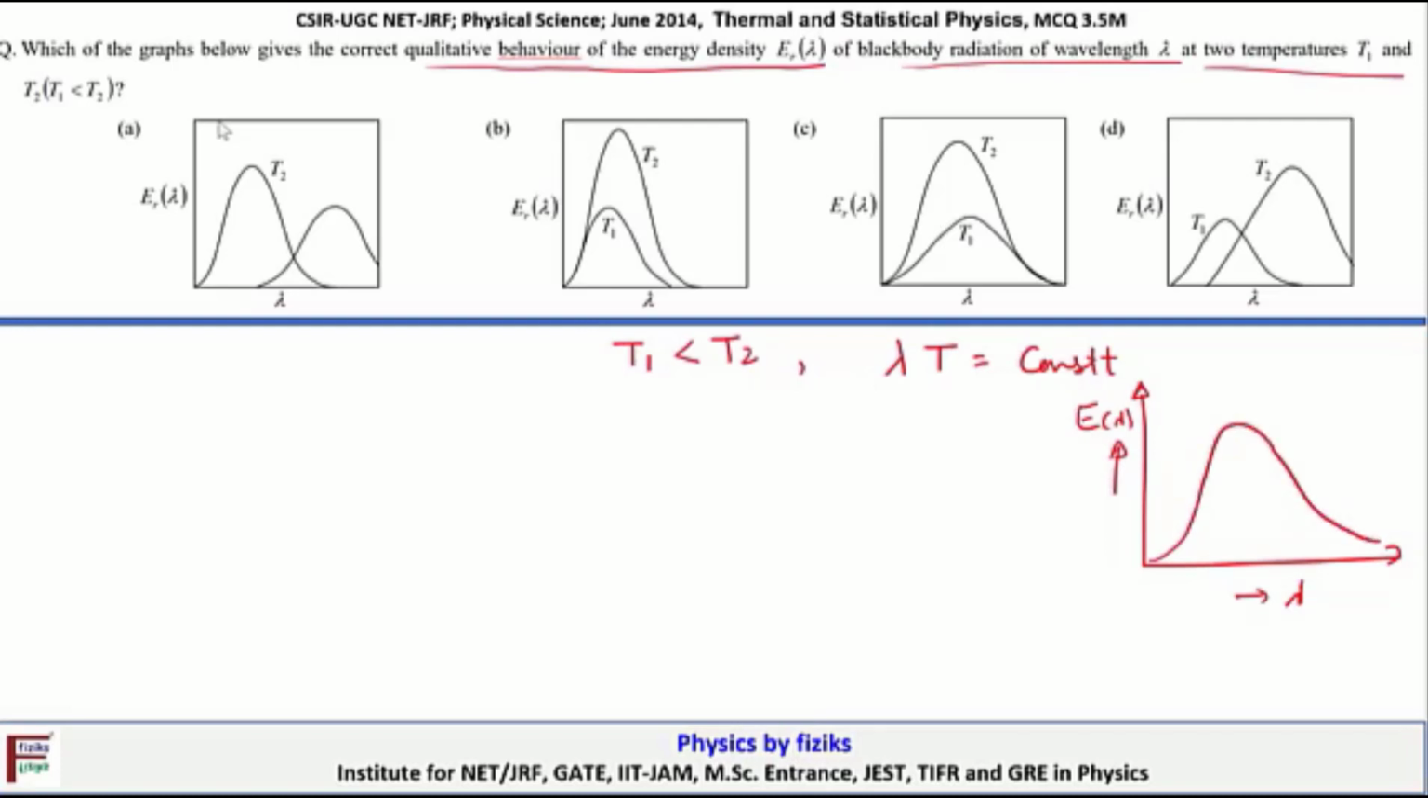So the area under this curve gives the total energy density at that particular temperature contained in that particular body. This lambda corresponds to the wavelength of the maximum energy density. So this is also called the wavelength at which there is a maximum energy density.